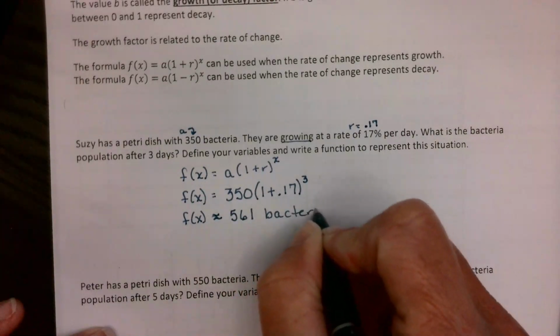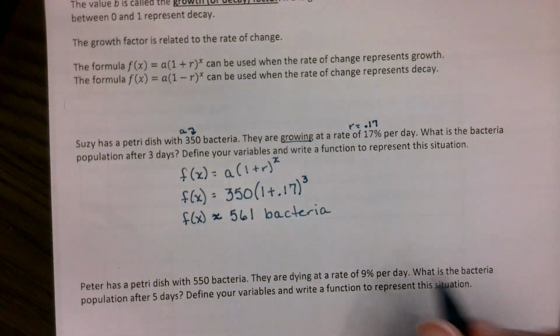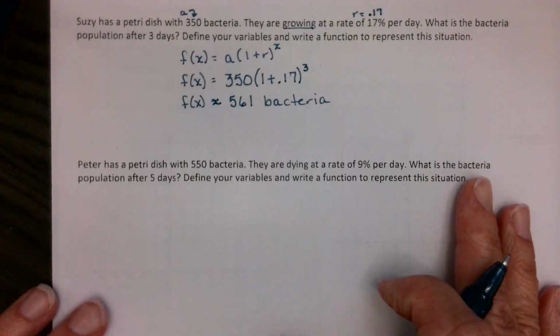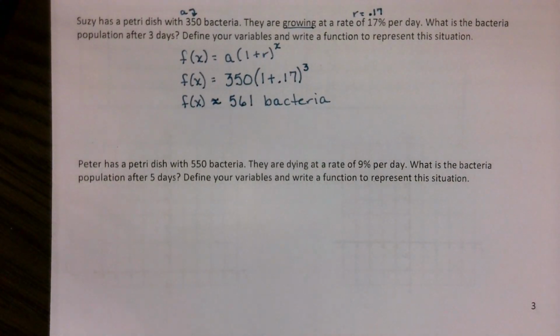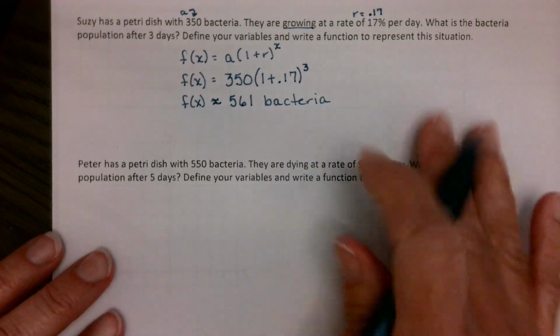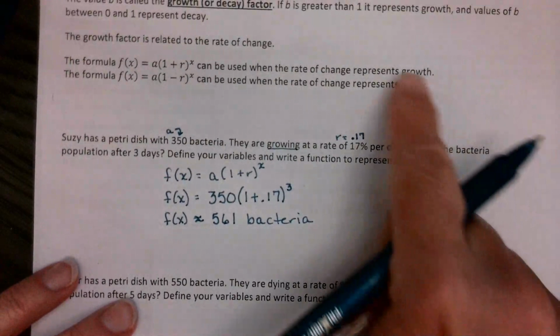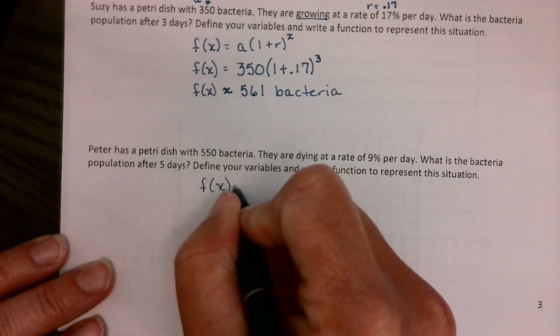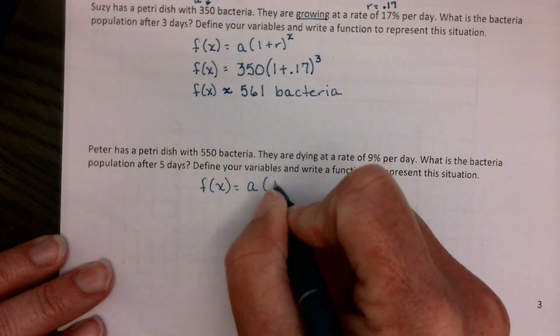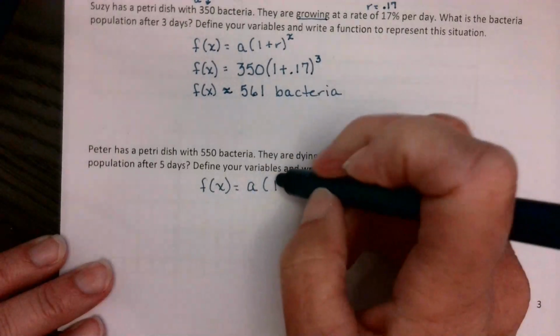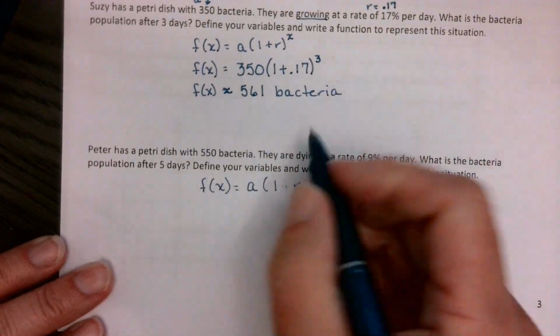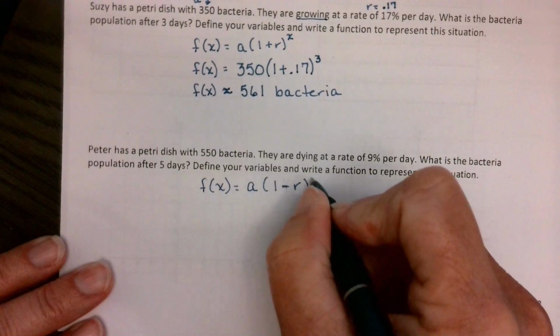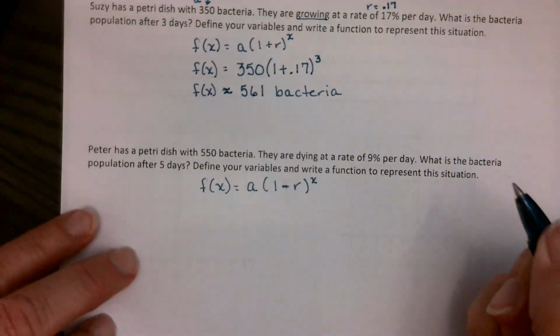Okay. All right. Now, Peter has a petri dish with 550 bacteria. They are dying at a rate of 9%. So this is a decay because they're going down. So we're going to use this formula right here. So again, f of x equals, let's write the formula that we're going to use. Instead of a plus, we're going to use a minus, as I write a plus, minus the rate raised to the x power.